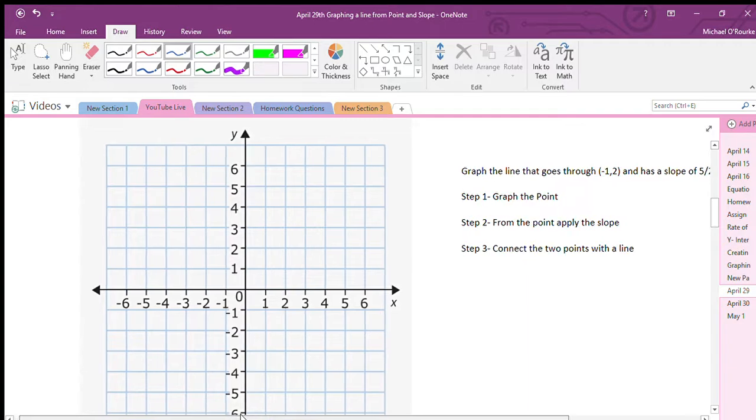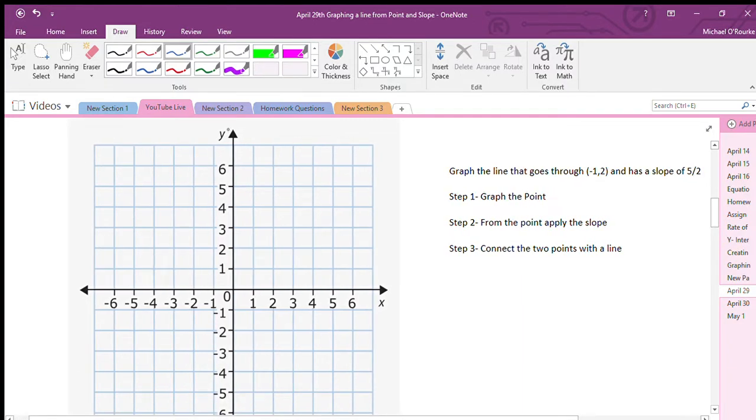Let's read the whole question. First things first, let's graph the point. The point is -1, 2. So I'm going to go back to -1. That's our x component. Our points are written x, y. So we're going to go -1 and then up 2. So right here.